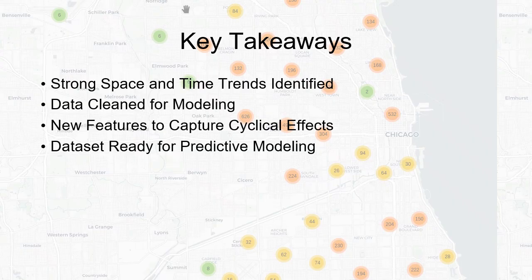Key takeaways. In summary, the exploratory analysis revealed strong space and time trends in Chicago's crime data. We cleaned the data set, identified correlations, and created interpretable features to capture time, space, and context. PCA simplified the data set while preserving meaning, leaving us ready for predictive modeling in the next phase.